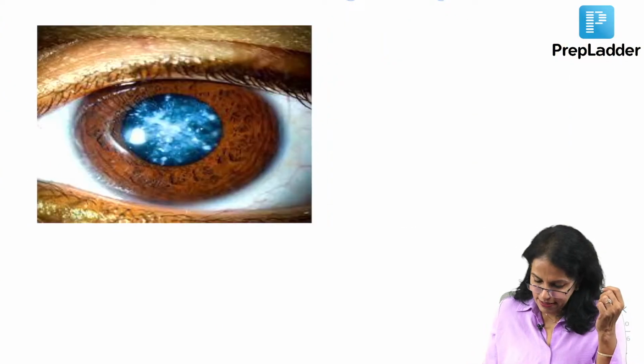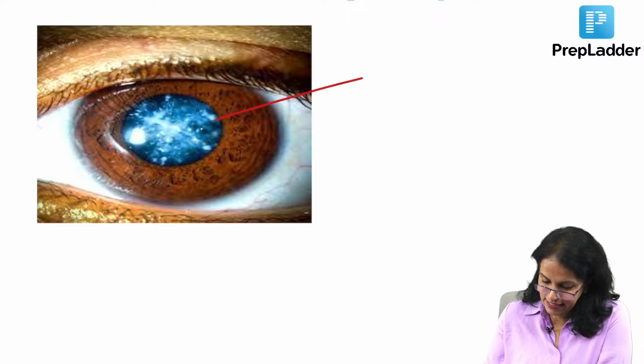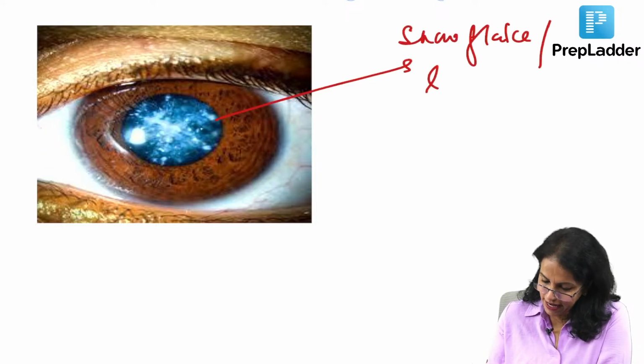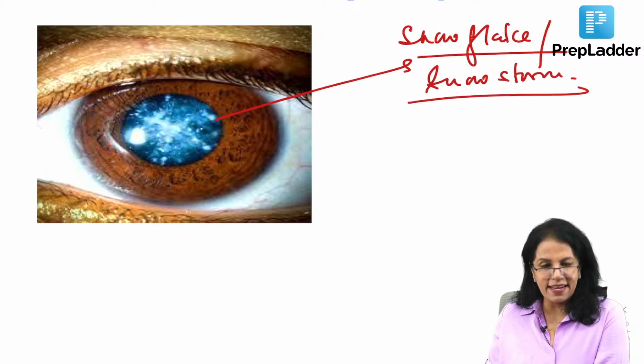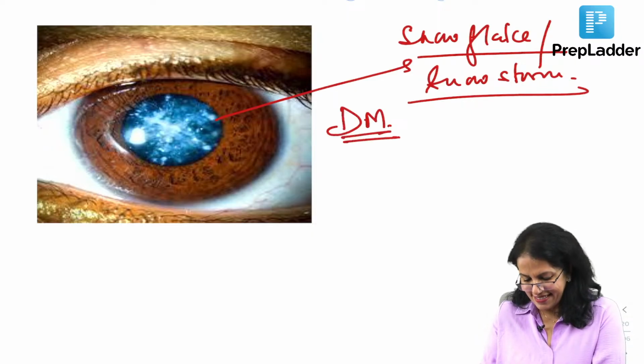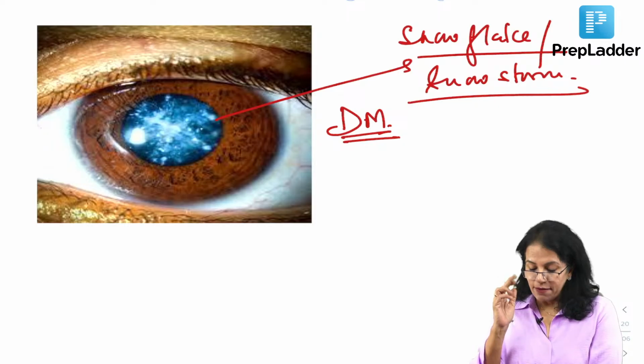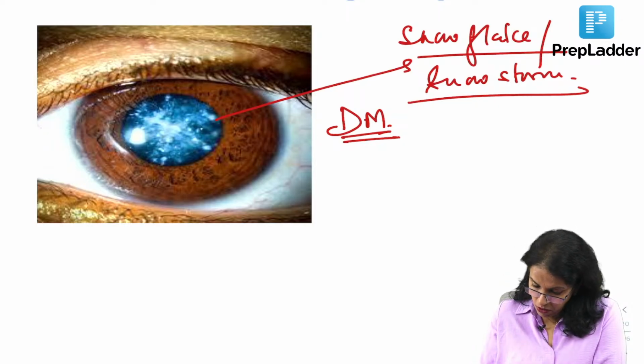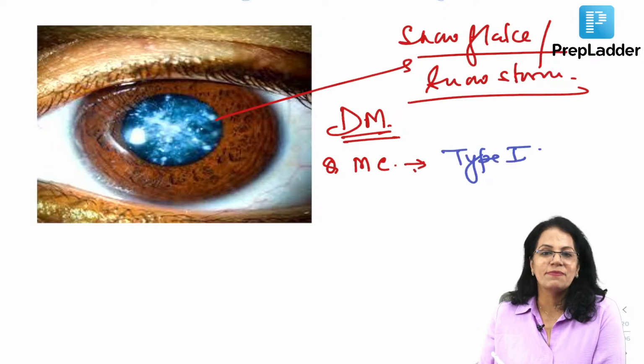This is again asked. Can you tell me what you are now looking at? What is this slide, all of you? I see this as snowflake or snowstorm cataract, isn't it? Snowflake or snowstorm cataract is a feature, of course, of diabetes mellitus, right? This morphology is more common in which type of diabetes? It is type 1 diabetes.